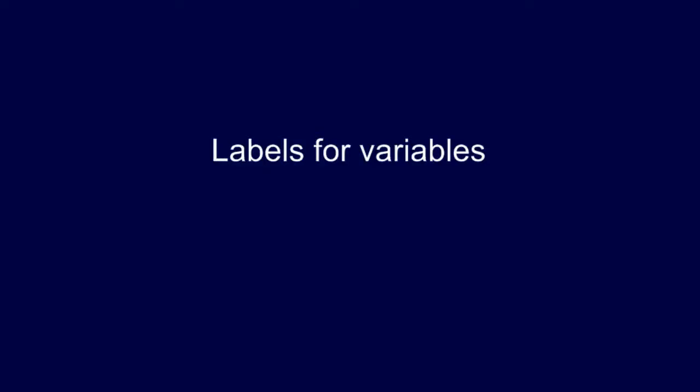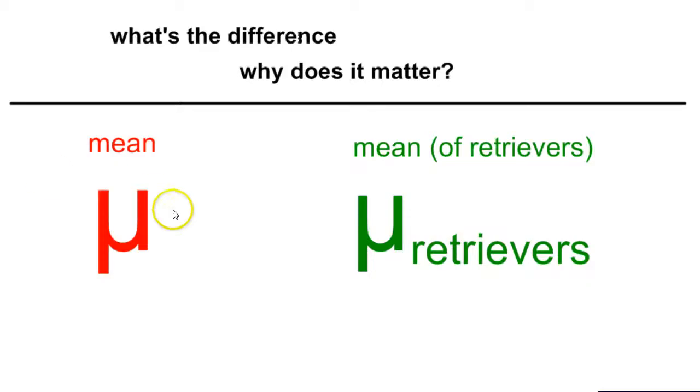Whenever you have different variables, and in particular when you have averages, you need to make sure that you always label them. For example, here we have a mean, mu, population mean, and over here we have mu with a little subscript next to it. It says mu of retrievers, a little retrievers next to it. Now, the only difference between these two is that one of them has this little subscript and the other one doesn't. The reason this matters is when you start to deal with more than one mu at a time, you need to figure out which one is which.